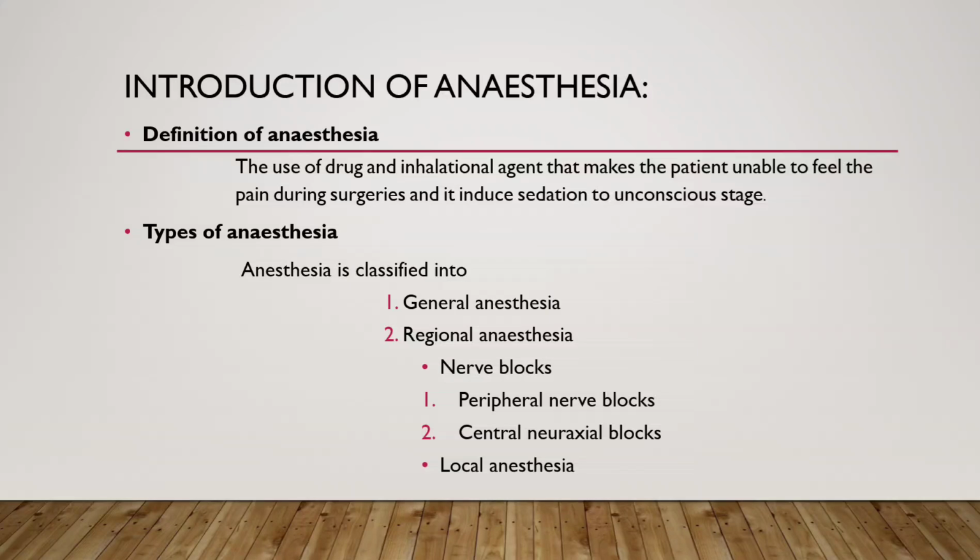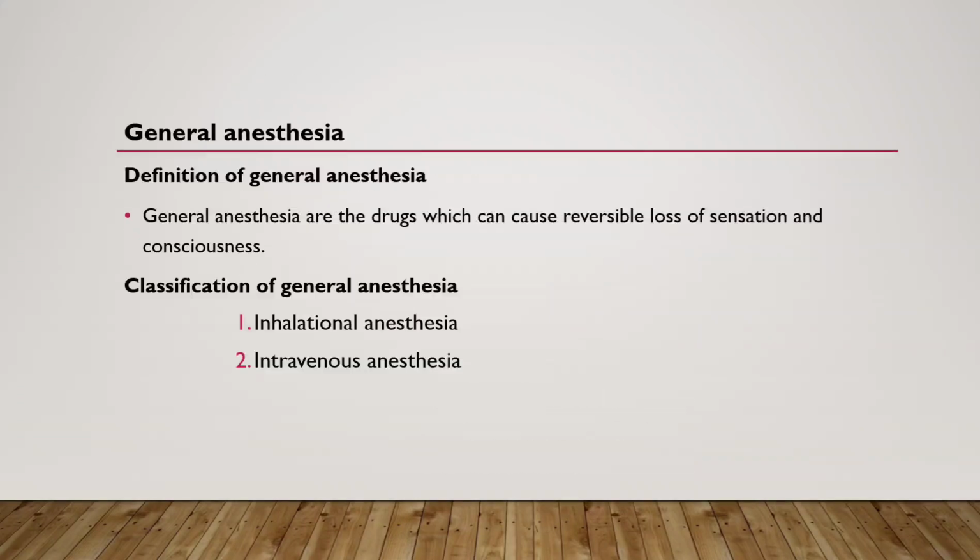Anesthesia is classified into general anesthesia and regional anesthesia. The regional anesthesia is classified into nerve blocks and local anesthesia. And also the nerve blocks are again divided into peripheral nerve blocks and central neuraxial blocks. Next, we are going to discuss general anesthesia.